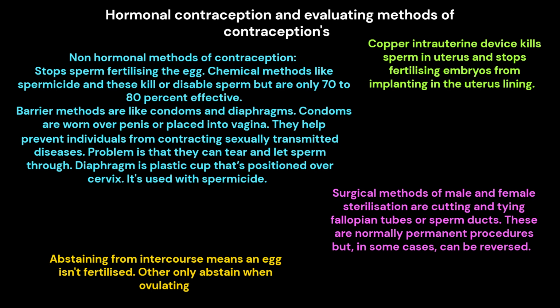It's used with spermicide. A copper intrauterine device kills sperm in the uterus and stops fertilized embryos from implanting in the uterus lining. Surgical methods of male and female sterilization are cutting and tying the fallopian tubes or sperm ducts. These are normally permanent procedures, but in some cases can be reversed. Abstaining from intercourse means an egg isn't fertilized. Others only abstain when ovulating.